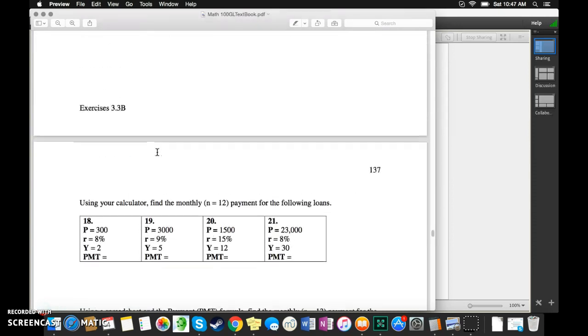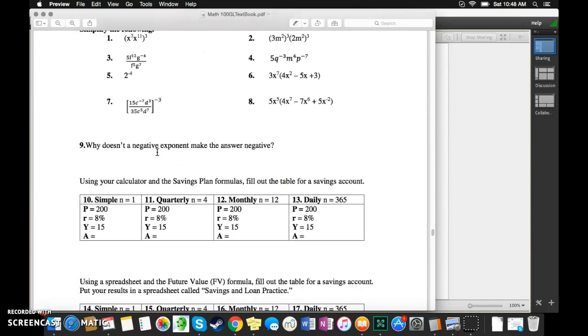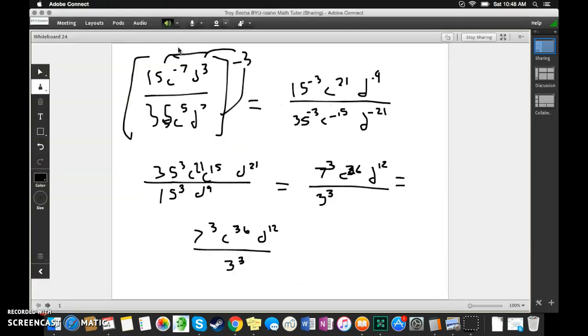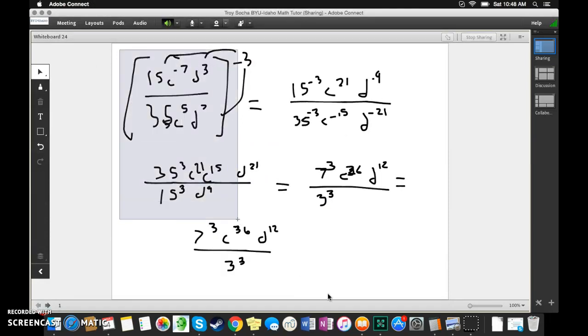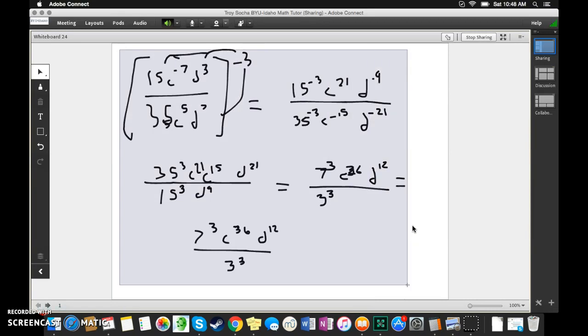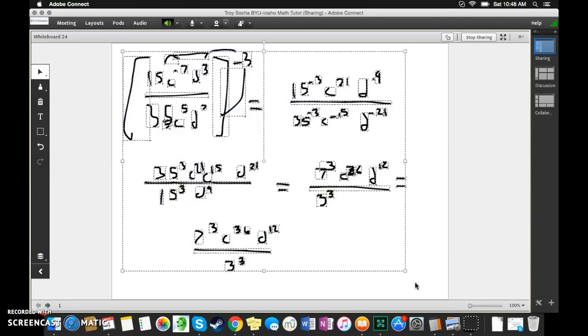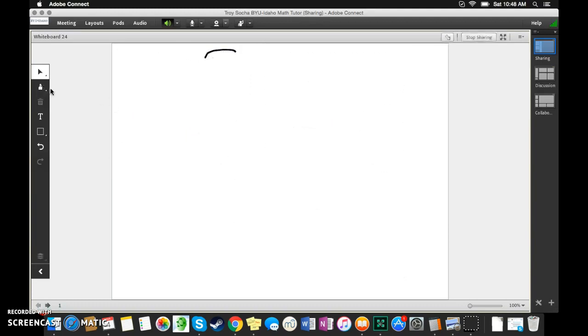So why doesn't a negative exponent make the answer negative? That's a good question. Let's discuss that real quick. This problem that we did before was a good problem because it discussed many different ways to use exponents. So I would watch that a couple times until you understand what's going on there. But why doesn't a negative exponent make an answer negative?